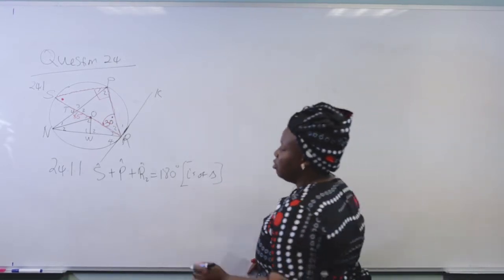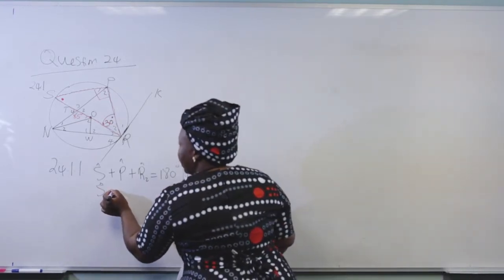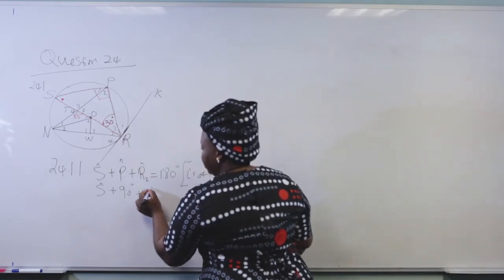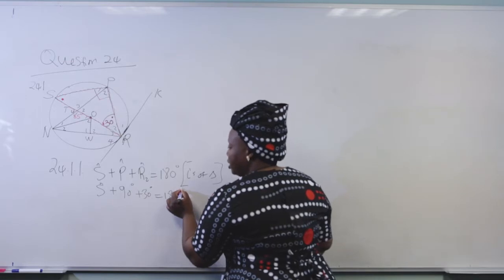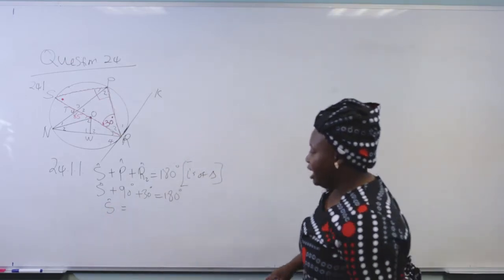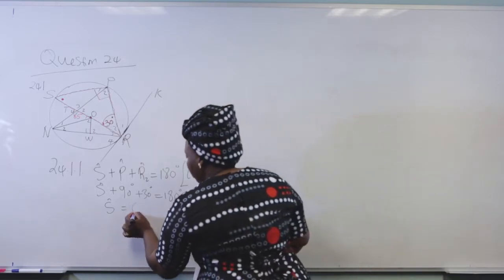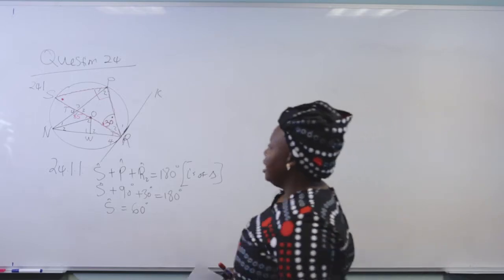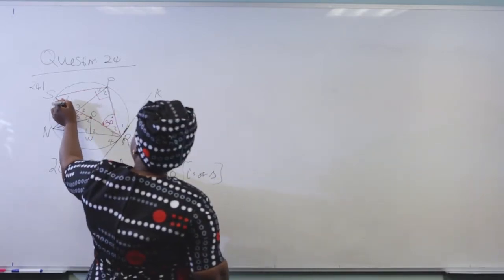And angle S is what we are looking for. Angle P is 90 degrees. Angle R2 is 30 degrees. So we can do the algebra and figure it out. This is 180 minus 120, which will give us 60 degrees. In other words, we have calculated that angle S is now 60 degrees.